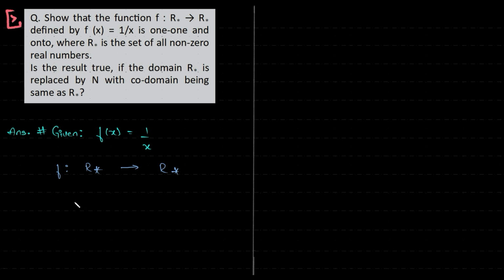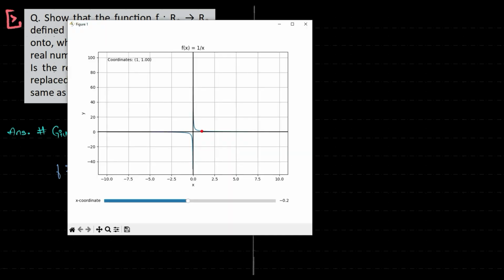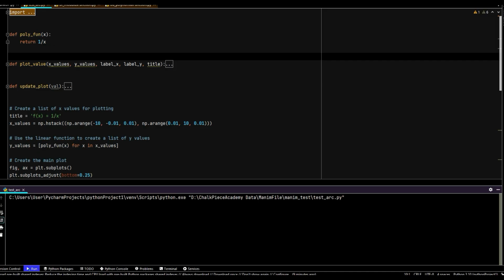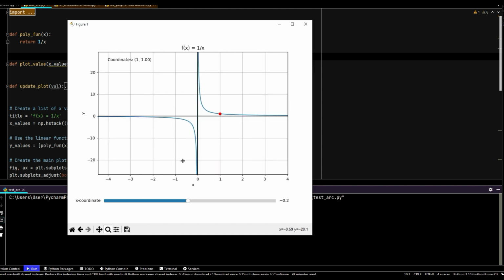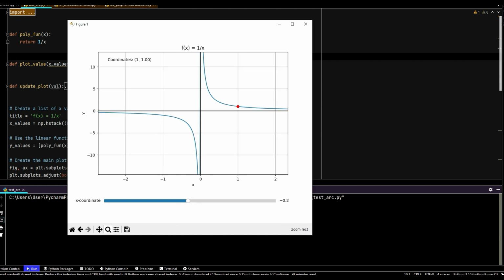Now, first things first, let's look at the graph. So we have the function 1 by x being plotted over here, and this is the graph. I'm going to zoom in a bit. I think a bit more will help. Yeah, this is okay.